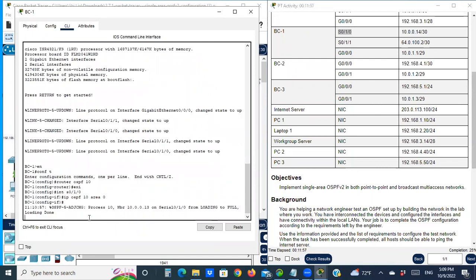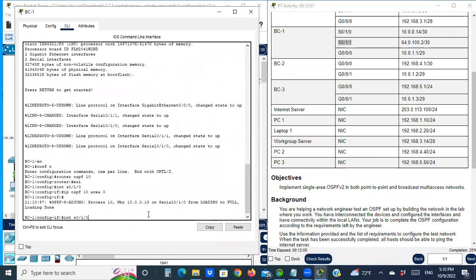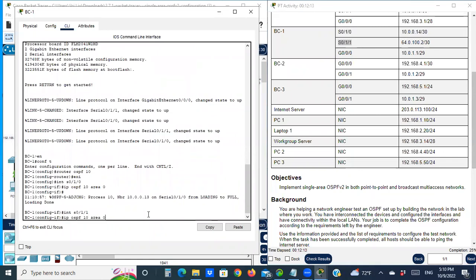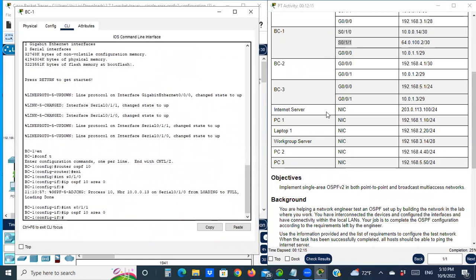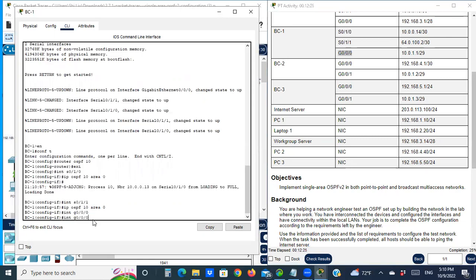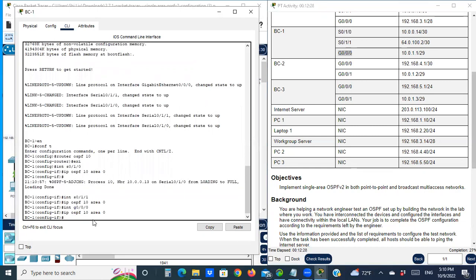All right. The second one is Serial 0/1/1, the same command. And the third one is GigabitEthernet 0/0/0, interface G0/0/0. Good. So BC1 is okay now.